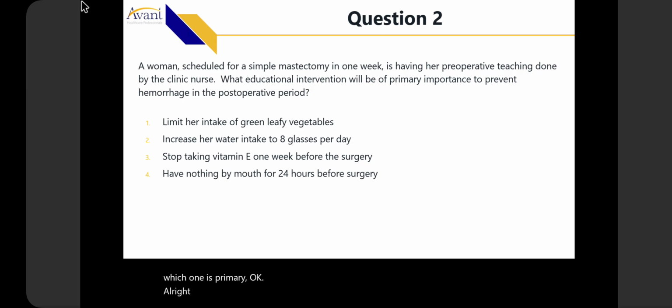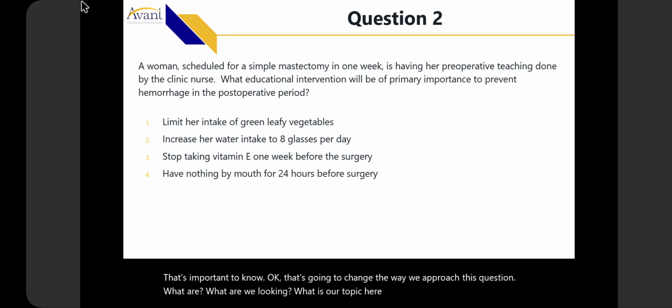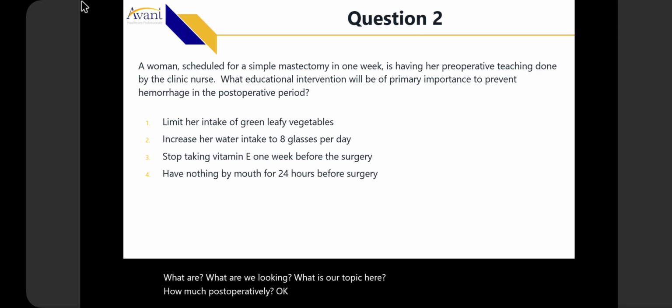All right. So that's important to know, okay? That's going to change the way we approach this question. What is our topic here? Hemorrhage postoperatively, okay? So good. All right. So let's take a look here.